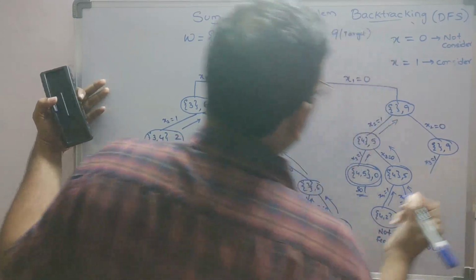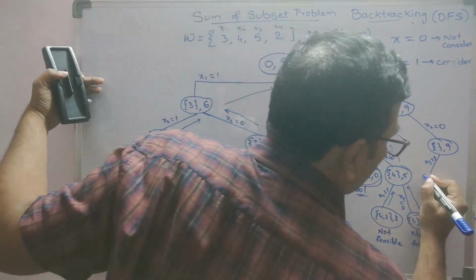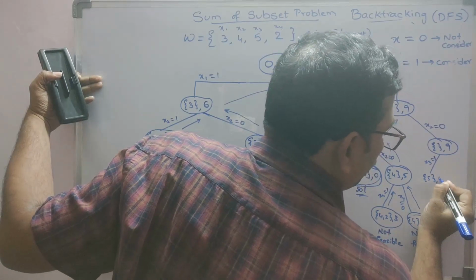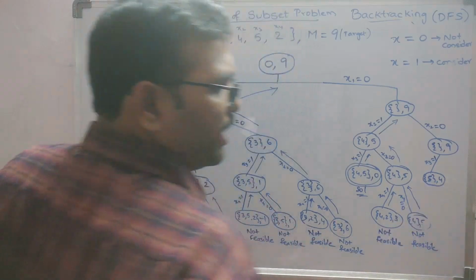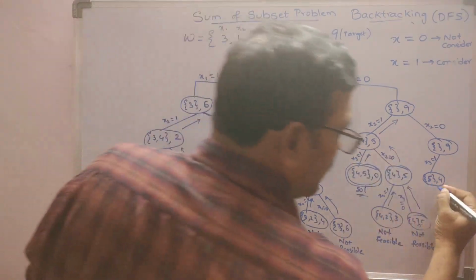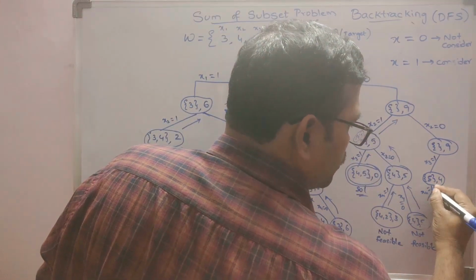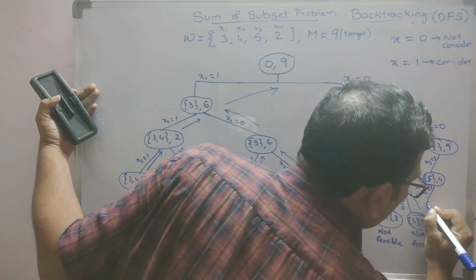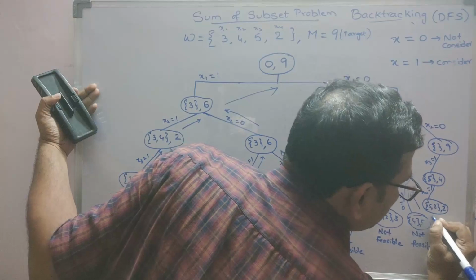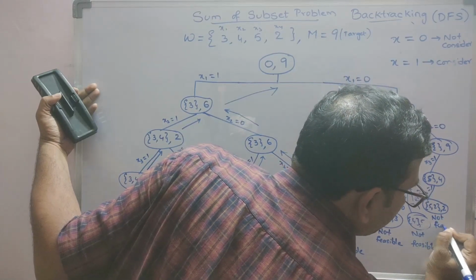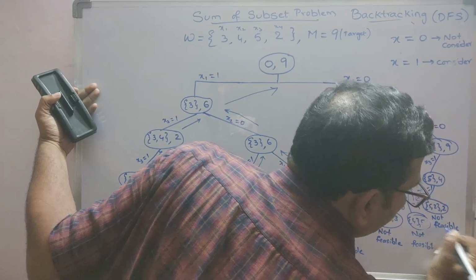x3 is equal to 1. x3 is 5, 4. So 5, the sum of the subset is 5, which is less than 9. Further it can be divided. Consider x4 is equal to 1, 2. So then it will be 5 comma 2, which is not further divided. So it is not feasible.